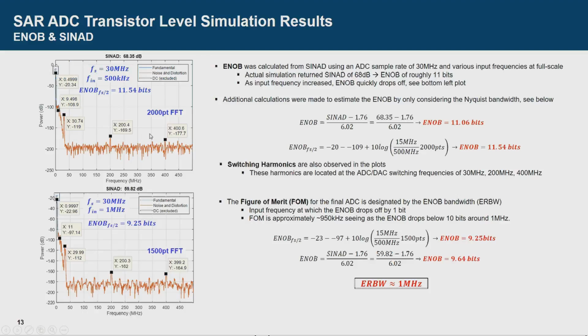and then the DAC switching harmonics around 200 and 400 megahertz. I then set the input frequency to 1 megahertz, and I received a signal to noise and distortion ratio of about 60 dB, which is about 9.5 bits. I gave a few input frequencies ranging from 700 kilohertz to 900 to 950, and they all were above 11 bits ENOB approximately, but it degraded significantly around 950 kilohertz to 1 megahertz. So I would assume that the effective resolution bandwidth of my SAR ADC is 1 megahertz, which is my figure of merit.